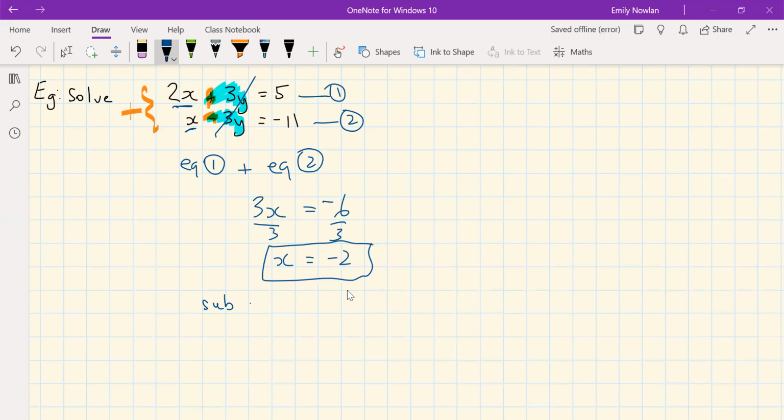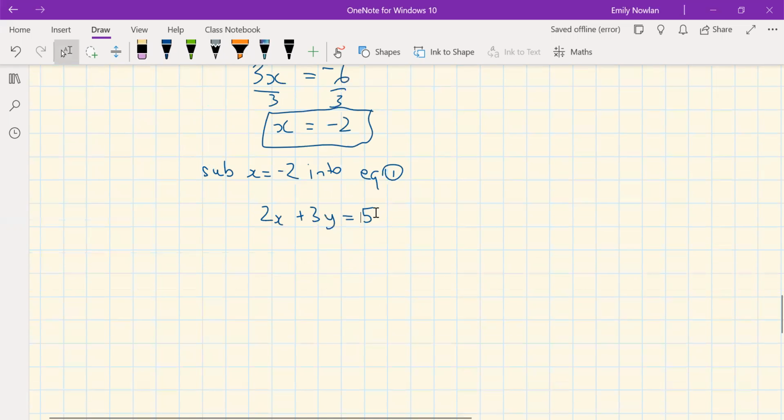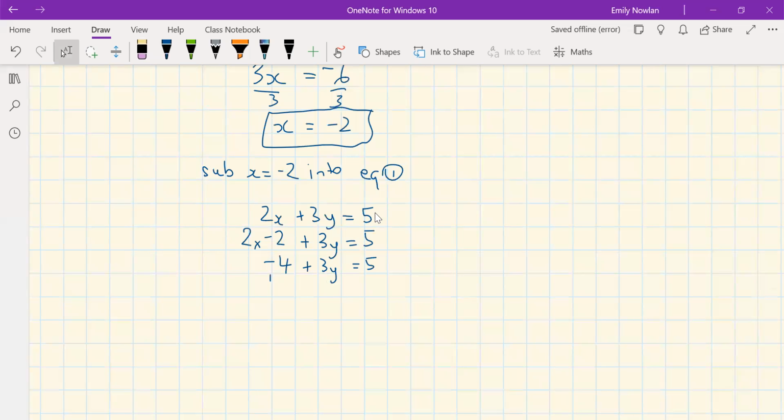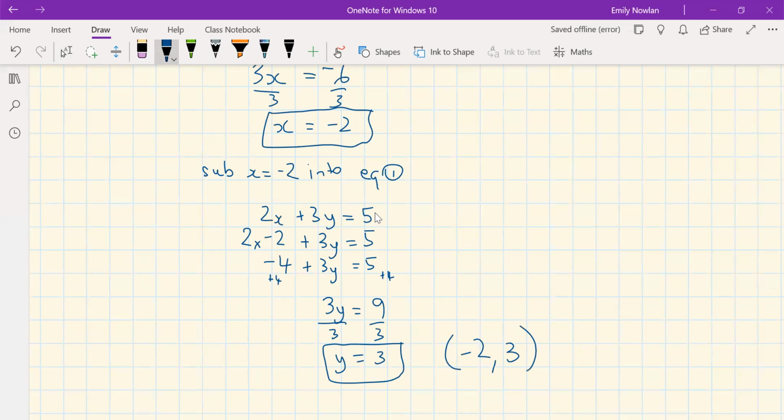Now I need to substitute my x equals minus 2 into, doesn't matter which equation, I'll just go for the first one. So 2x plus 3y equals 5. I'm going to put minus 2 in place of x. So 2 times minus 2 plus 3y equals 5. So 2 times minus 2 is minus 4 plus 3y equals 5. Get the 3y by itself by adding 4 to both sides. So 3y equals 9. The last thing to do is divide by 3, y equals 3. So the coordinate is minus 2, 3.